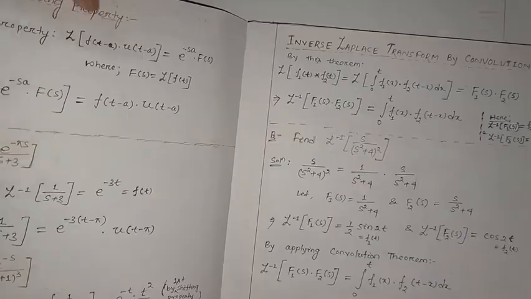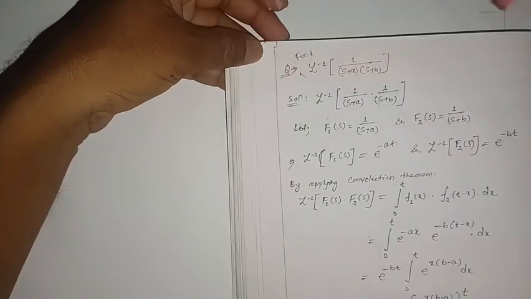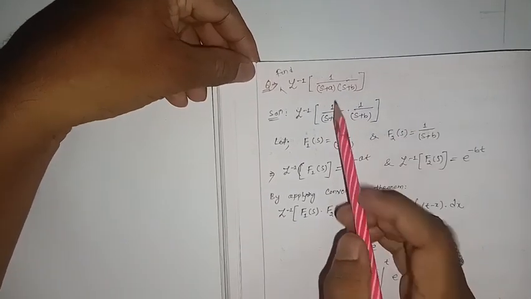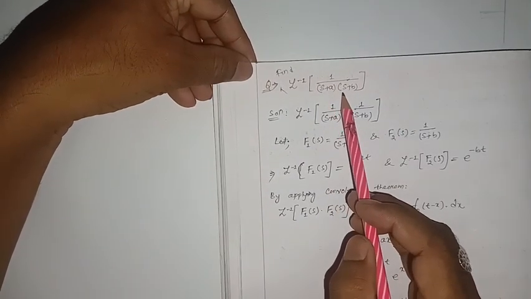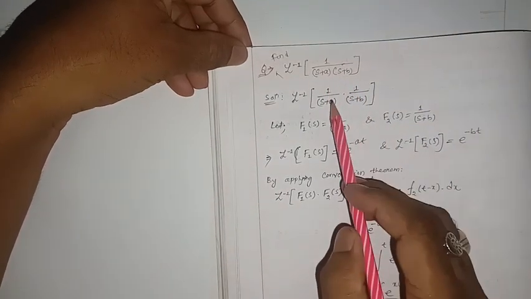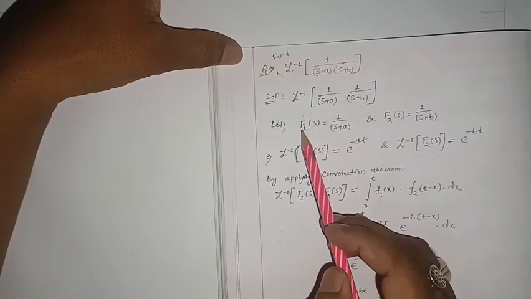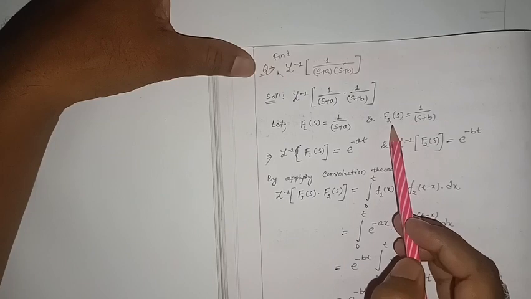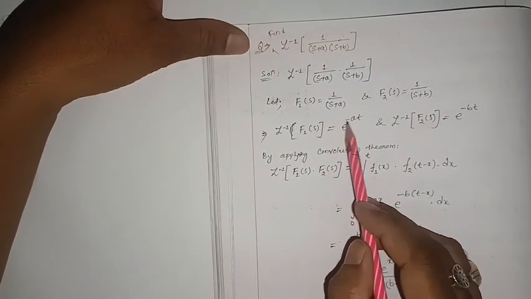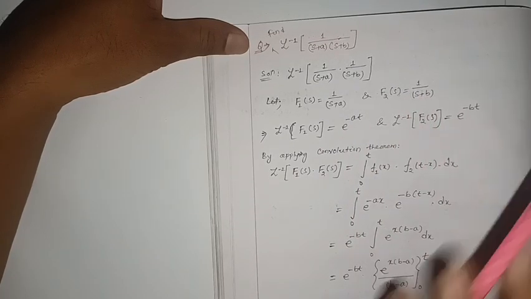Next question is this one. Find the inverse Laplace transform of 1 by (s plus a) into (s plus b). So this can be written as 1 by (s plus a) into 1 by (s plus b). Consider this one as your capital F1(s), this one as your capital F2(s), and we know that the inverse Laplace transform of this one is nothing but e to the minus at, and this one e to the minus bt, that we know.